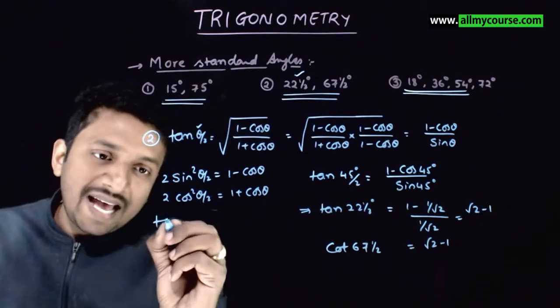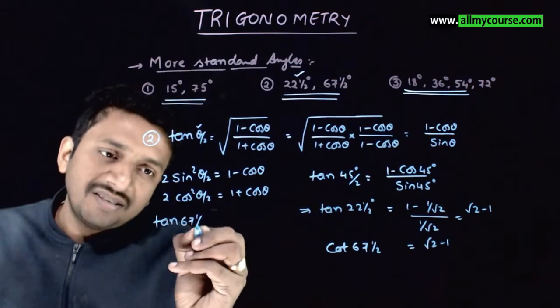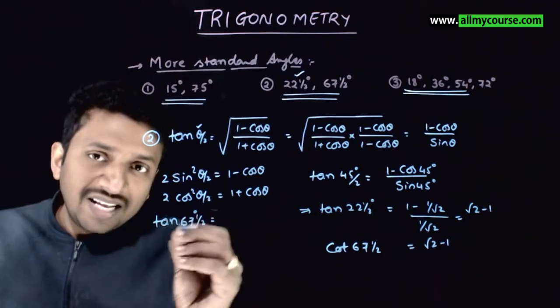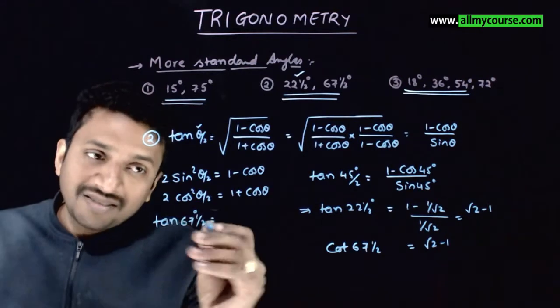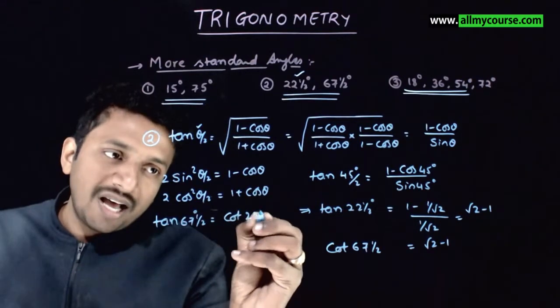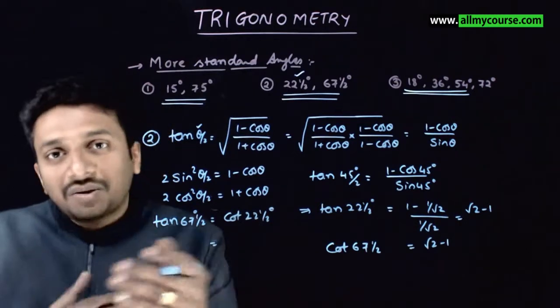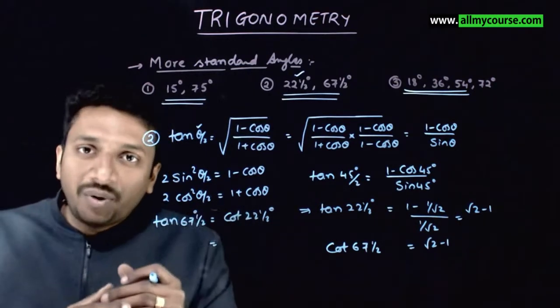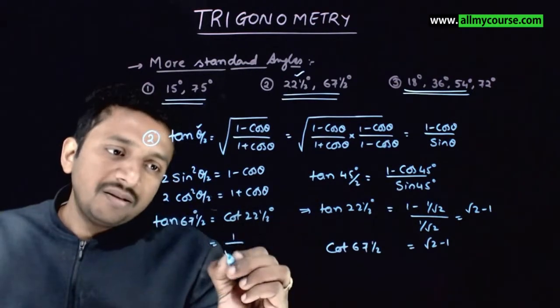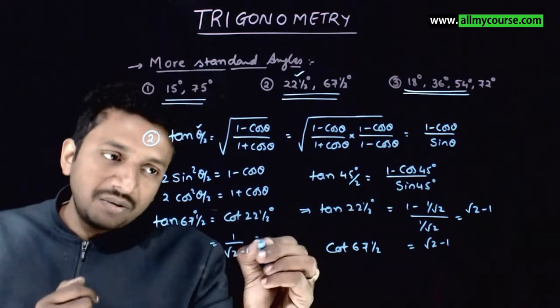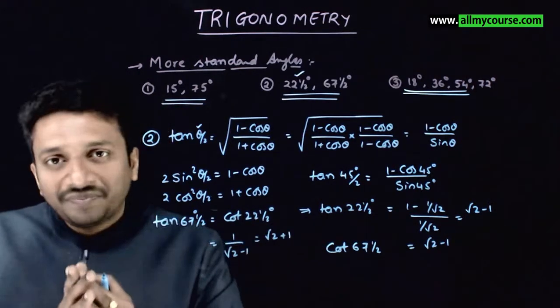So if I want tan 67.5, it is nothing but cot of 90 minus 67.5, that is cot 22.5 degrees. What is cot 22.5 degrees? 1 by tan 22.5. That is 1 by root 2 minus 1. If you rationalize this, you get root 2 plus 1.